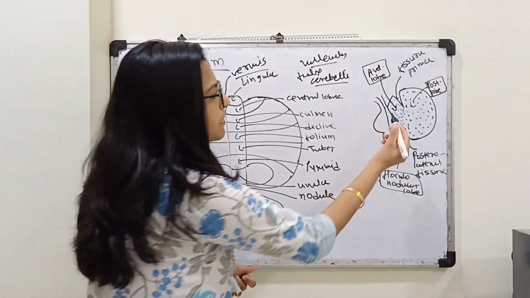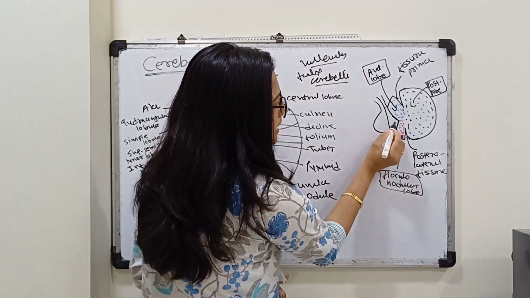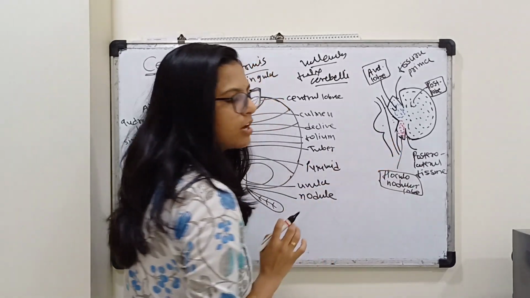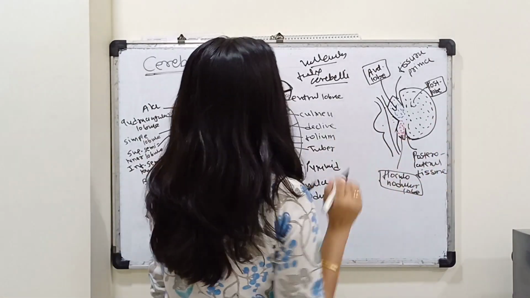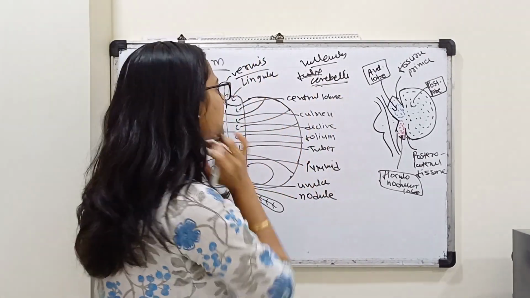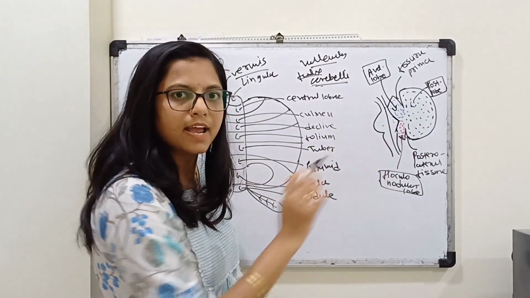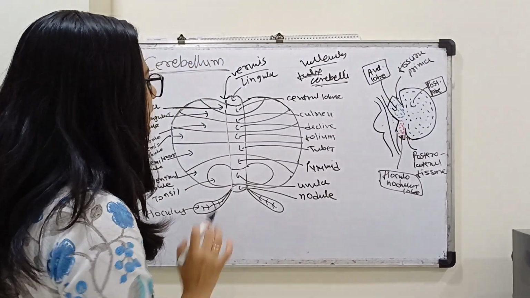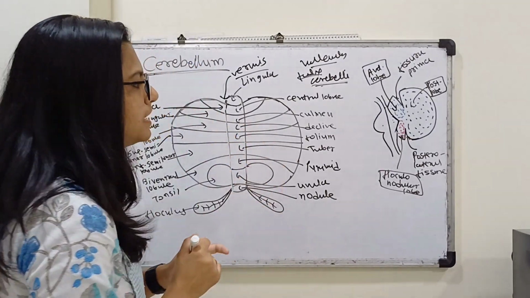ઓકે, એન્ટિરિયરલી પણ એક નોચ જોવા મળશે. ત્યાં શું હશે? ફોર્થ વેન્ટ્રિકલ, પોન્સ એન્ડ મેડ્યુલા ઓબ્લોંગાટા. પોસ્ટિરિયરલી જ્યારે આપણે જોઈશું તો ફોક્સ સેરેબેલી હશે. ફોક્સ સેરેબેલી જે છે એ સેપરેટ કરશે બંને સેરેબેલર હેમિસ્ફિયરને. ઓકે, so this is about the external features of the cerebellum.